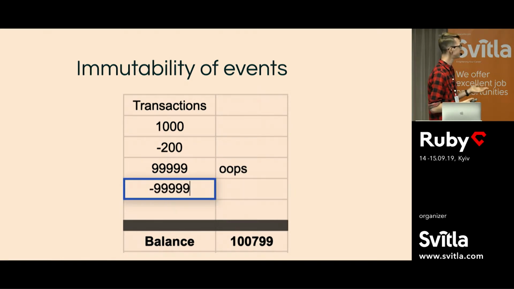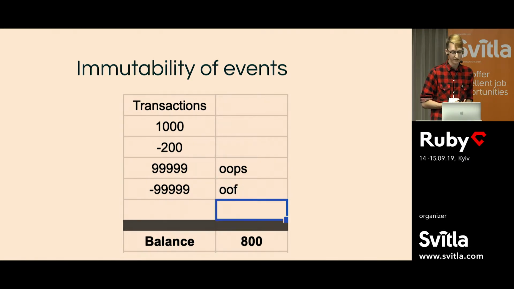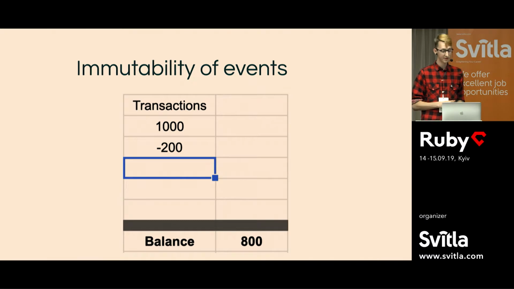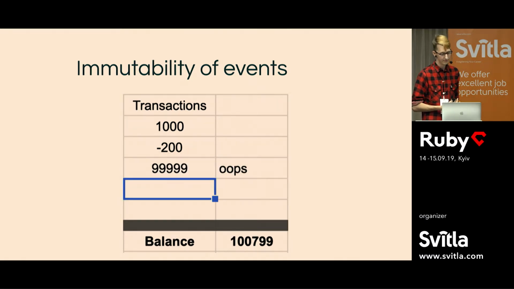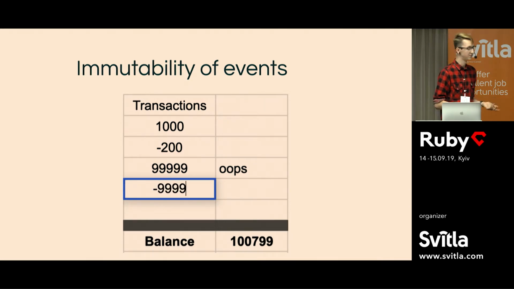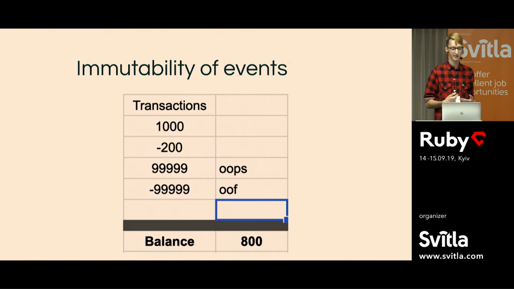The incorrect transaction will live in this log forever because it might be important for some auditing reasons. And immutable events also may include some more information than just the current state.